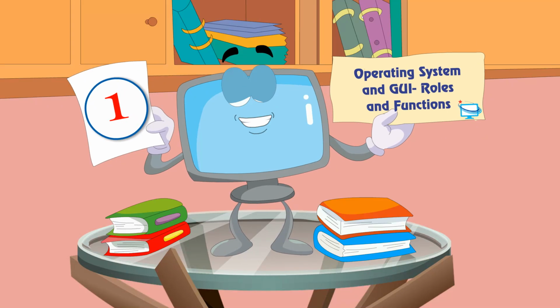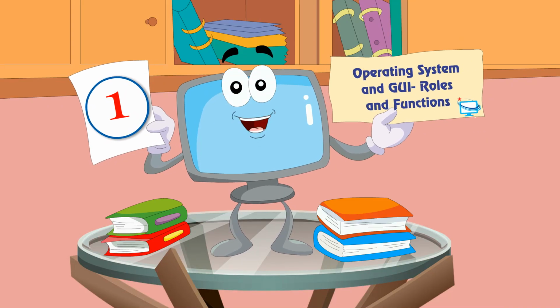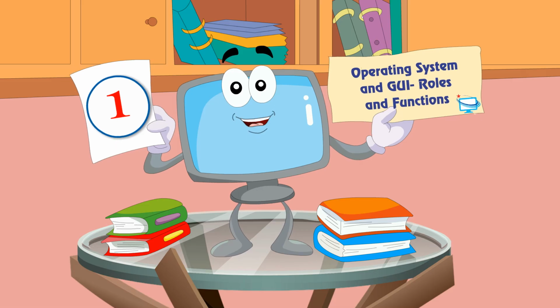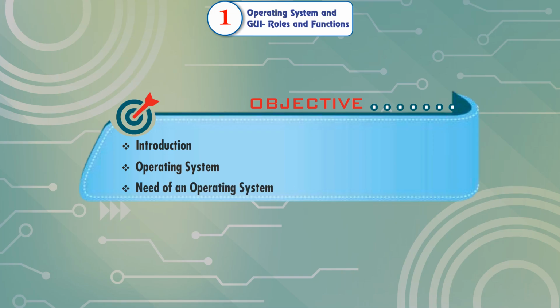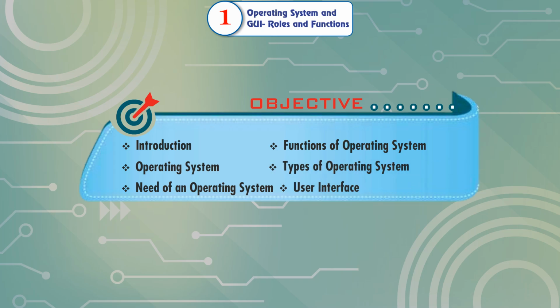Chapter 1: Operating System and GUI, Roles and Functions. Objective: Introduction. Operating System. Need of an operating system. Functions of operating system. Types of operating system. User interface.